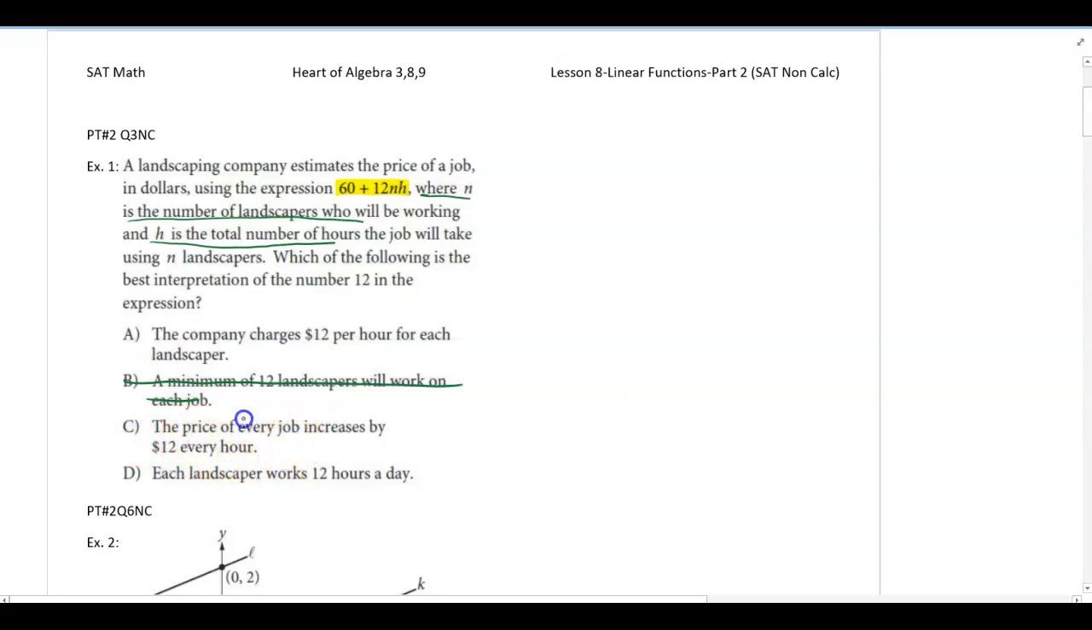But remember, not only do you have to worry about the number of hours, you also have to worry about the number of landscapers per hour. So that can't be it. And each landscaper works 12 hours a day. Well, h represents the number of hours, so that can't be it. So when I read it, the company charges $12 per hour for each landscaper. Letter A would be the choice.